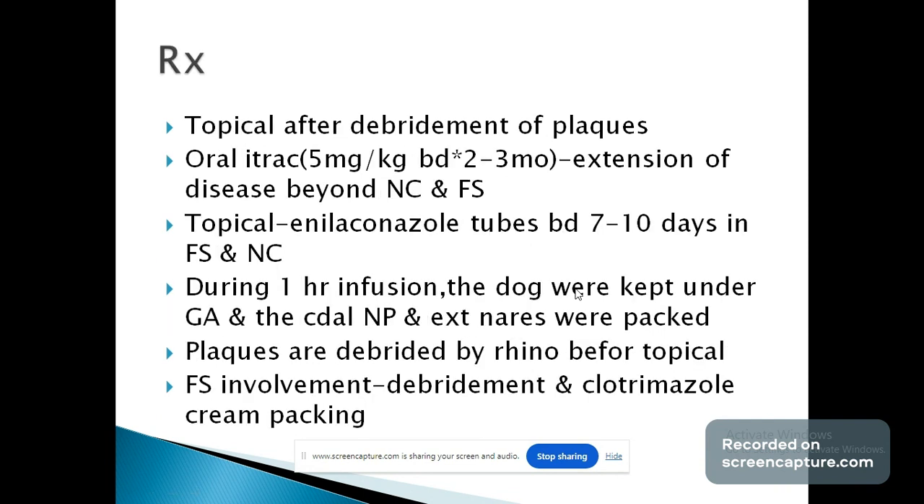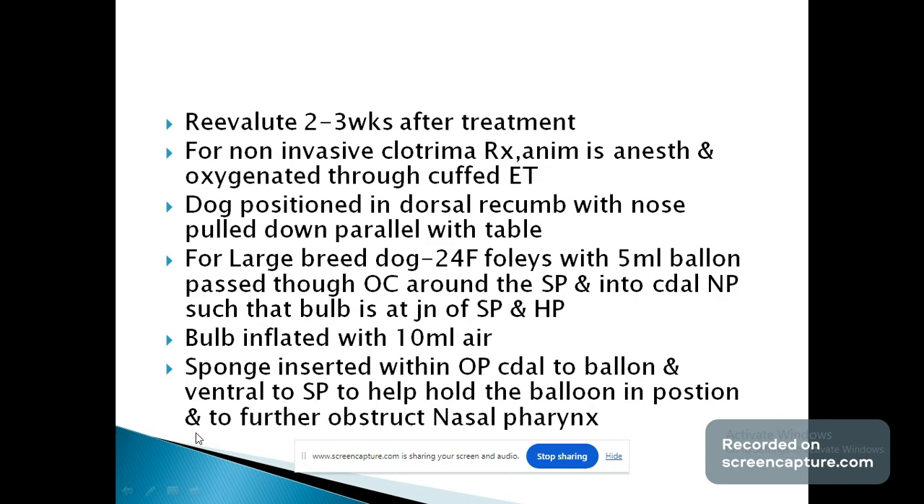Treatment is topical after debridement of plaques, and oral itraconazole. If you suspect extension of disease beyond the nasal cavity and frontal sinus, you can use topical enilconazole tubes twice a day for 7 to 10 days. During 1 hour of infusion, animals are kept anesthetized and the caudal nasopharynx and external nares are packed. If you suspect frontal sinus involvement, you can do debridement and clotrimazole cream packing. You have to reevaluate 2 to 3 weeks after treatment for non-invasive clotrimazole treatment.